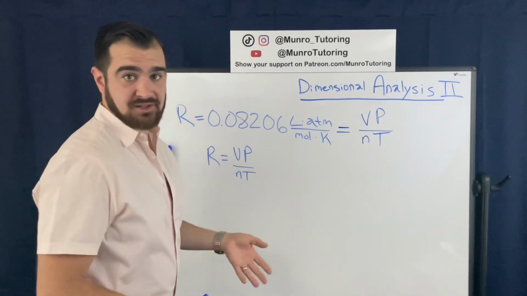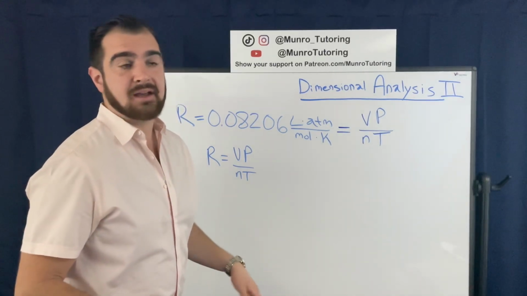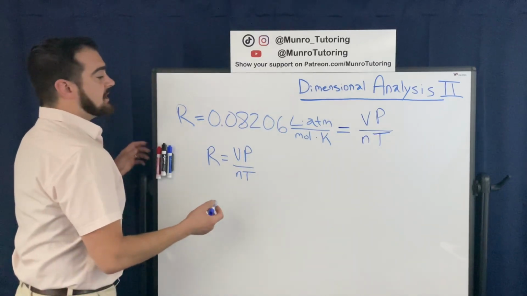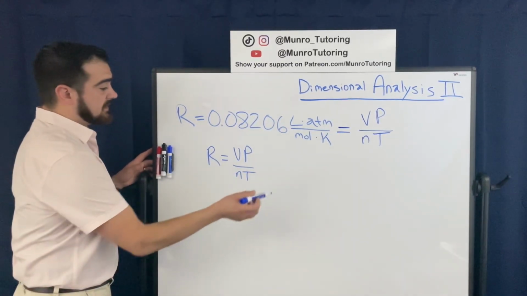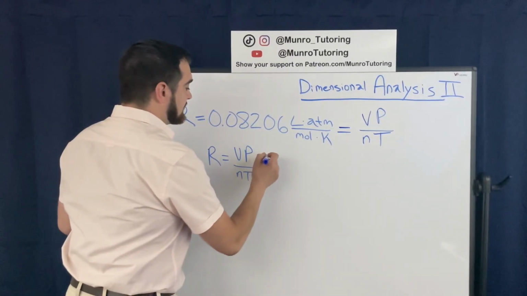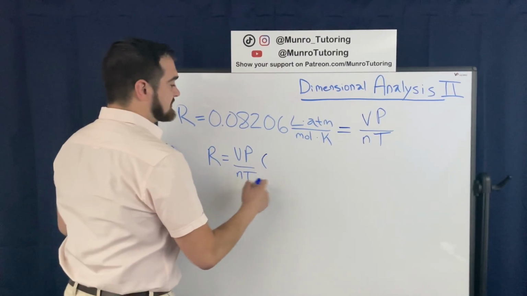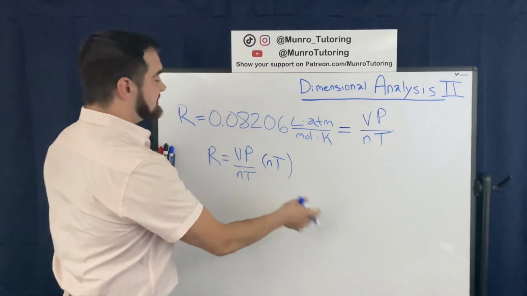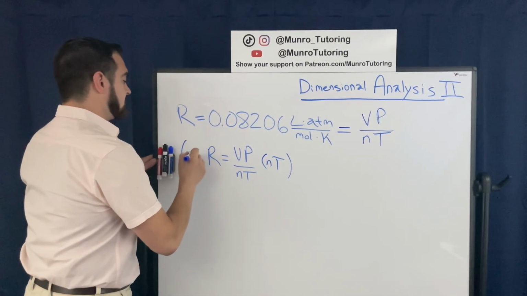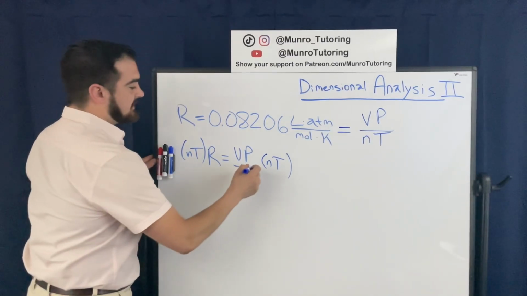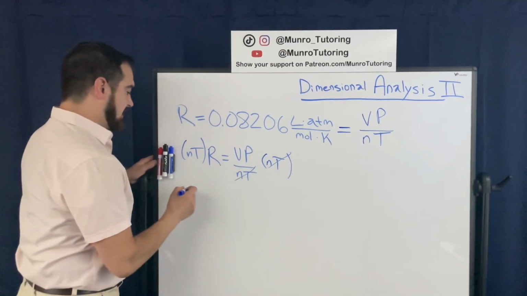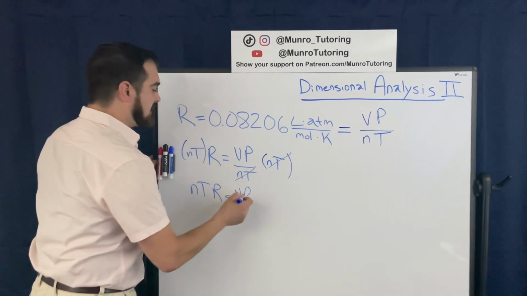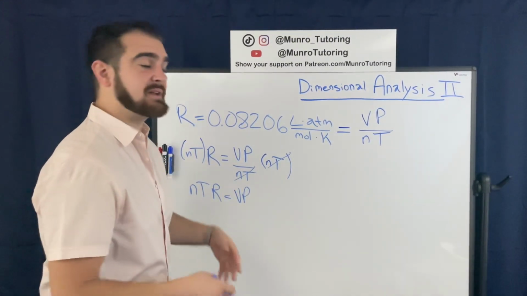And you can use this just like it is on the exam, but if we want to rewrite it the way that you see it in your textbooks, it's very easy to do. We want to get this all in one line, so we're going to get rid of the denominator, and in order to cancel out the n times T here, we're going to multiply by n times T, and whatever we do to one side, of course, we do to the other. So we multiply both sides by nT. It cancels out on this side, and then we get nTR equals VP.